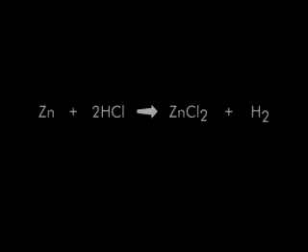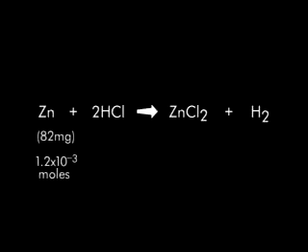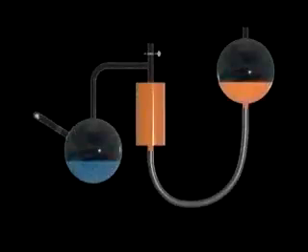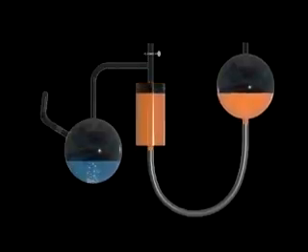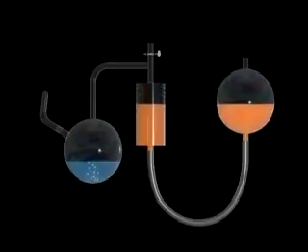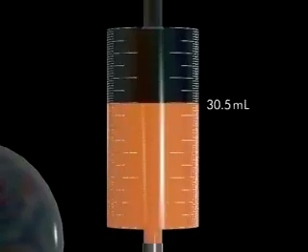When we use only half as much zinc, this time only 82 milligrams, with the same amount of hydrochloric acid as before, the metal will react with the acid to yield 30.5 milliliters of hydrogen gas. Because we have used half of the stoichiometric amount, all of the zinc is consumed in the reaction, and as predicted, the hydrogen gas in the gas burette is 30.5 milliliters, or half the previous amount. In this case, zinc is the limiting reagent.